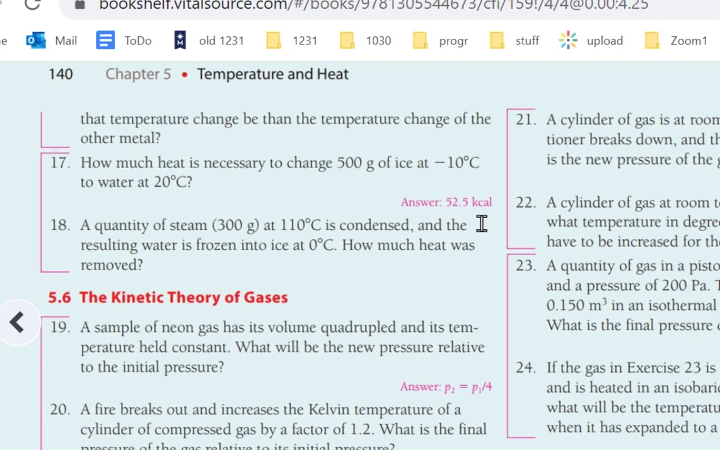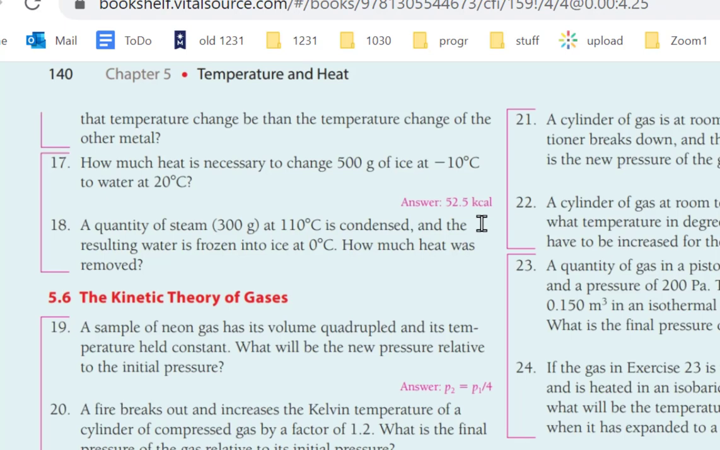All right, for exercise 17, how much heat is necessary to change 500 grams of ice from negative 10 degrees Celsius into water at 20 degrees Celsius? So there are 3 different steps here. First, we have to warm up the ice to the melting temperature. So we have to go from negative 10 to 0. And then once we're at the melting temperature, we have to put in the latent or hidden heat to actually melt it. And then, once it's melted, we put in more heat to heat up the water from 0 Celsius to 20 Celsius.